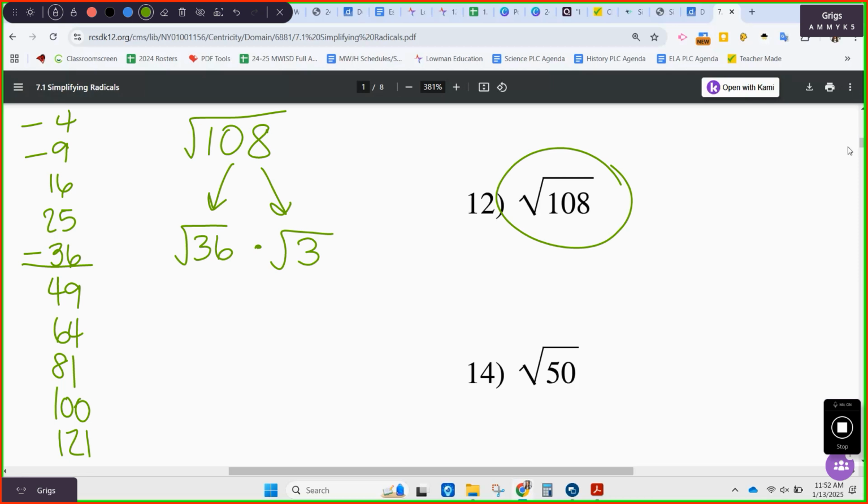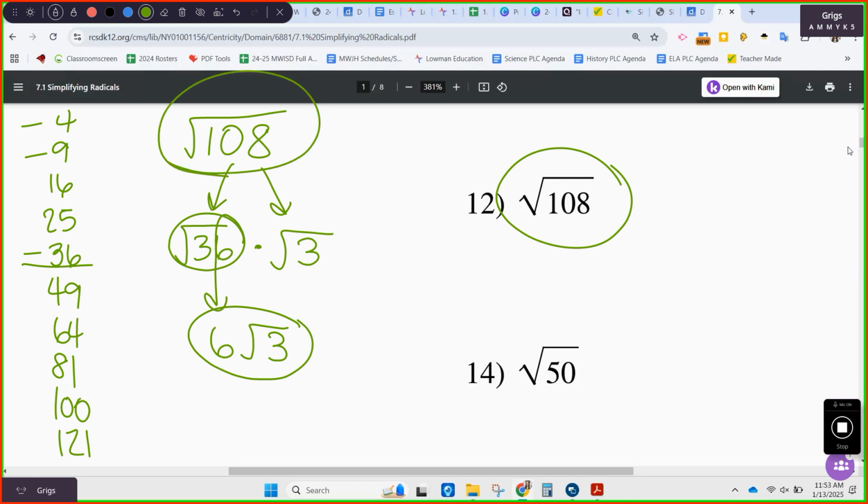Do you agree? Can one of those be simplified further? Yes. Which one? The square root of 36 is 6. It's a perfect square, so it would simplify to 6, and is 3 a perfect square? No. Sadly, no. Now, if I were to check it in Desmos, the 6 times the square root of 3 should be beautifully equivalent to the square root of 108. Yeah? Yes. Cool.